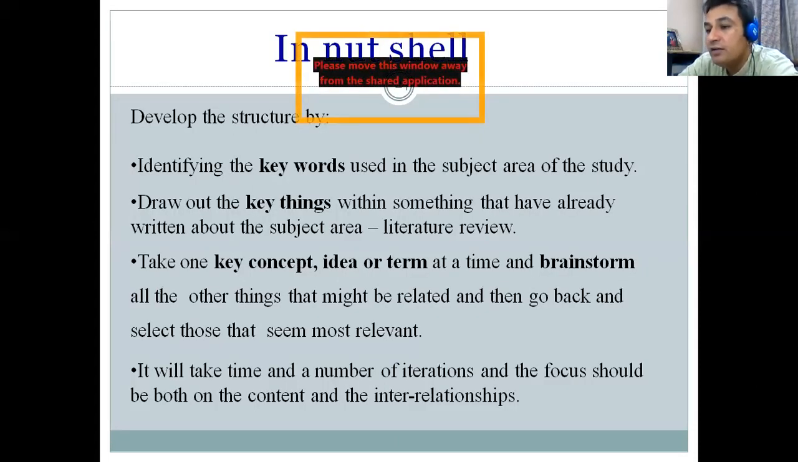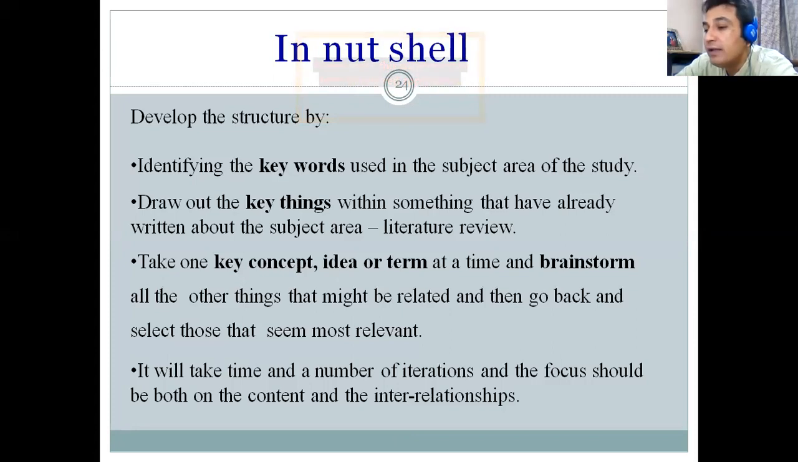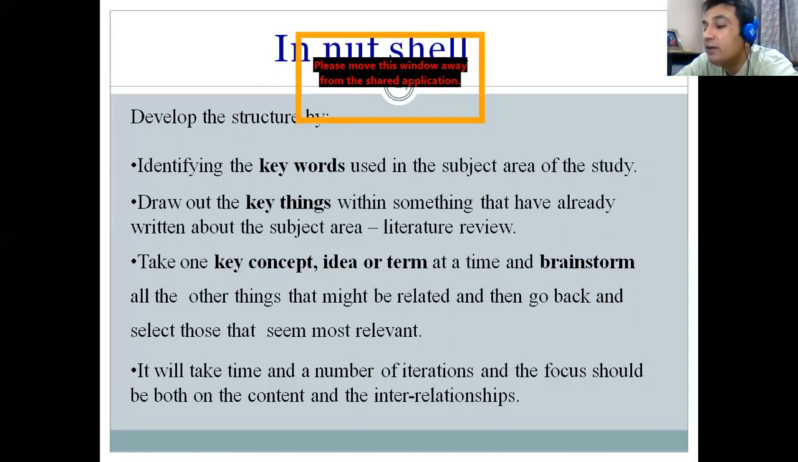So in a nutshell, we'll just revise this. First is the keywords used in the subject area, very important. Then key things which have been taken from your literature review. Then your key concept. Before coming to the key concept, it's better to discuss with people to find more and more theories and see what is the most relevant concept you can come out with. Like I gave you one example of social distancing being converted to physical distancing. I like it. I may use it in some of my studies. Then it will take time and a number of iterations, and focus should be both upon content and interrelationship.